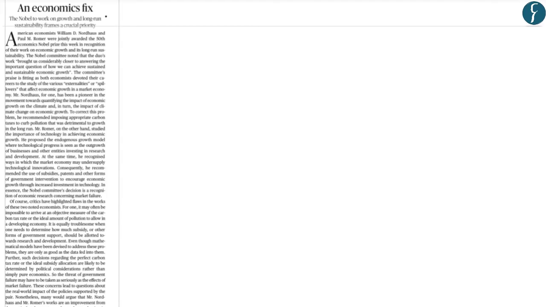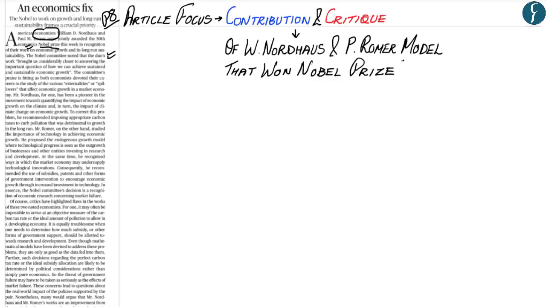We've taken this article from the editorial page on page 8. Now this article provides the various highlights and the critique of the contribution of the economists who recently won the Economics Nobel Prize, wherein the main contribution of the model for which they won the Nobel Prize was to give a solution for long-term sustainable economic growth.